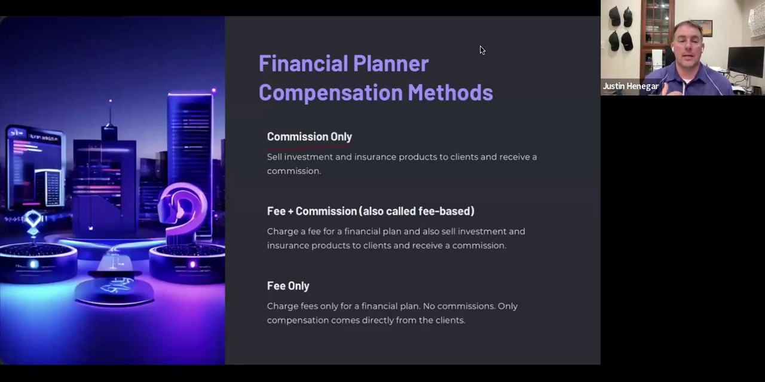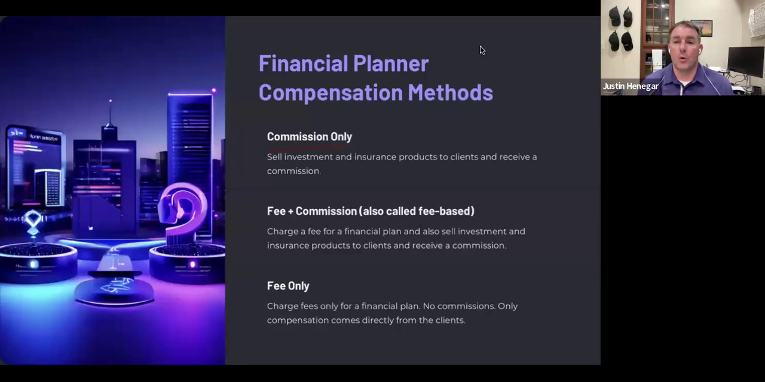Keep in mind that there are inherent flaws in this model. Now, I'm not saying it's wrong. I'm just saying that there may be an incentive for them to sell you something that may or may not be in your best interest, because there's motivation in themselves so that they get paid. Then there's the fee plus commission, meaning I have products that I can charge you a fee on, and then I also have the ability to sell you a product with a commission.